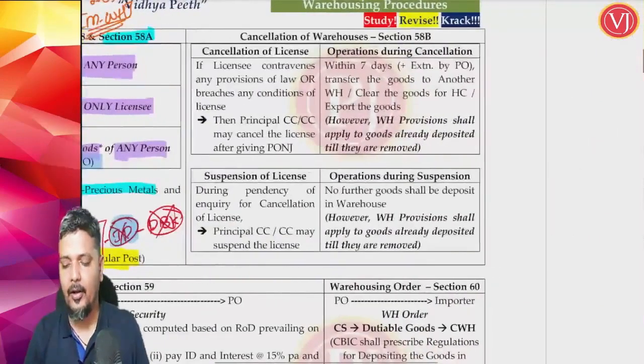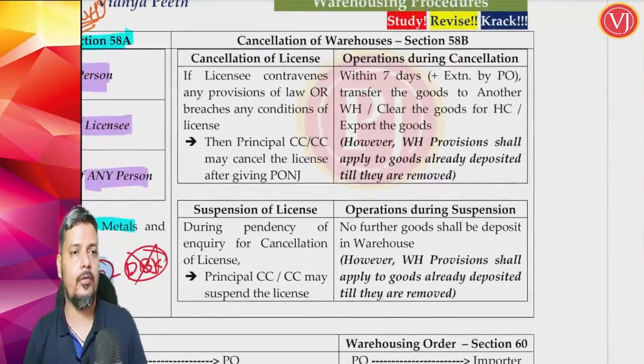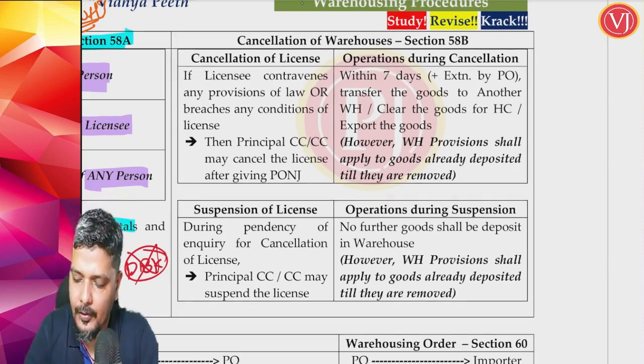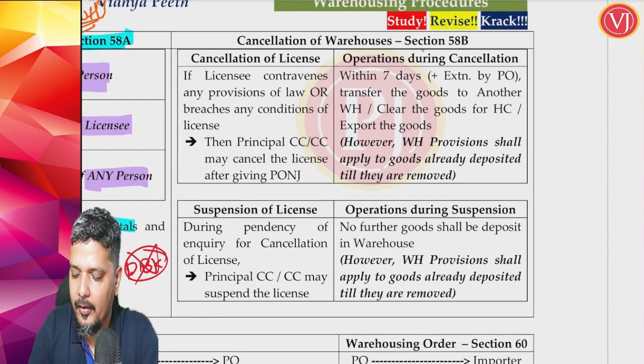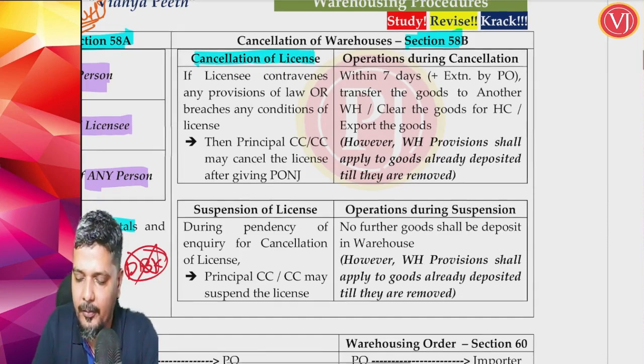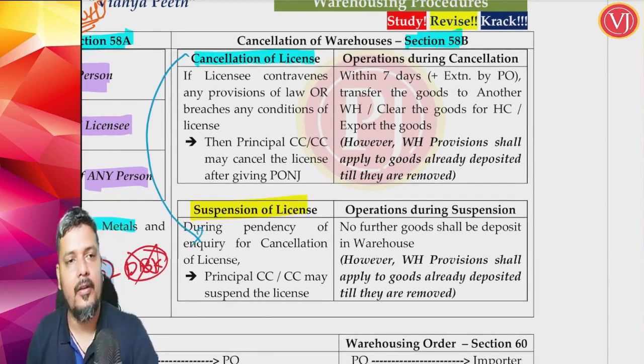And your entire concept of warehouse, that is, we are done with 57, 58, 58A. Public, private, special warehouse. What is 58B? You're talking about cancellation of license. So there will be cancellation of license, but during the process of cancellation, there will be suspension of license.